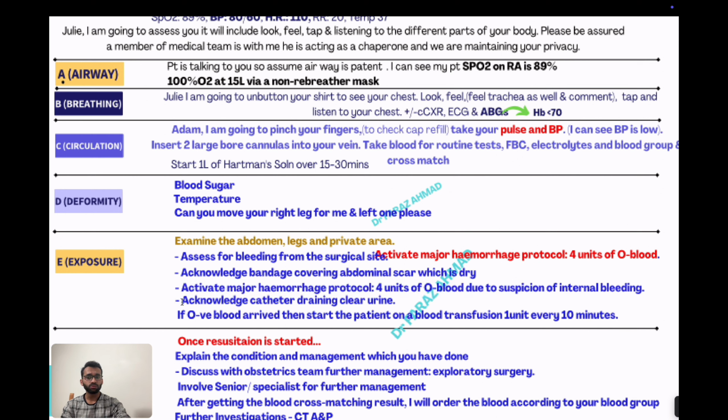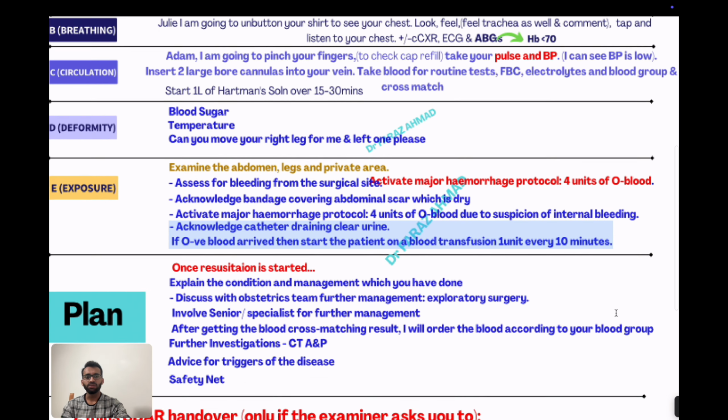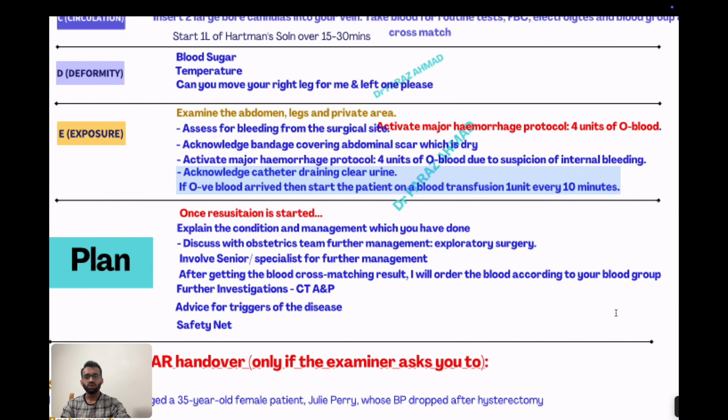The patient is post-operative, so the catheter will already be in place, and you have to acknowledge it: I can see my patient already has a catheter, which is draining clear urine. If O negative blood has arrived, simply start the patient on the blood transfusion, 1 unit every 10 minutes. After doing that, move on to the plan.